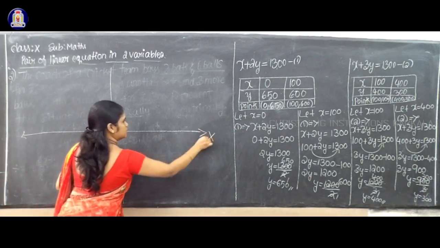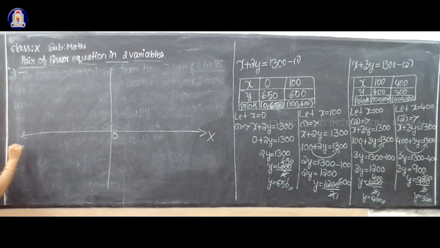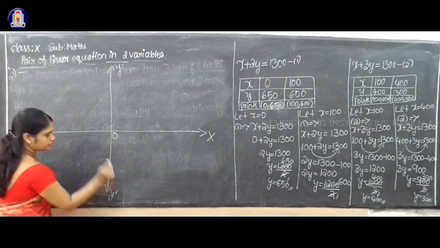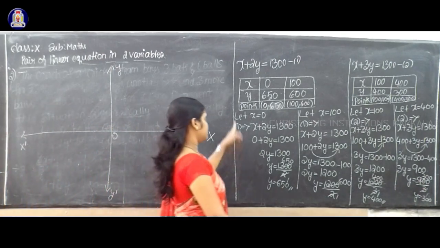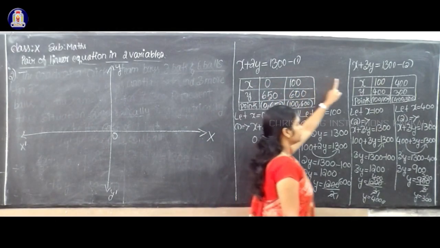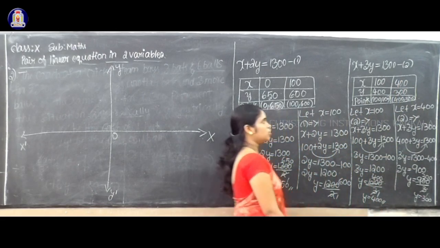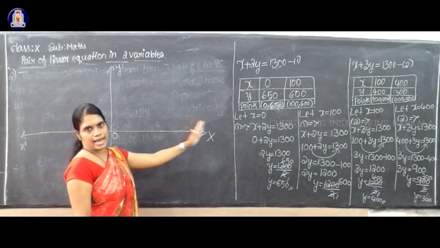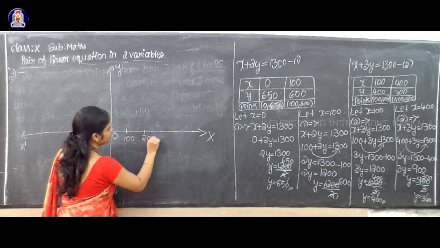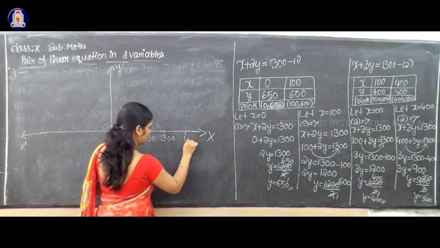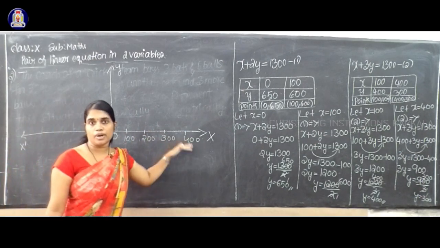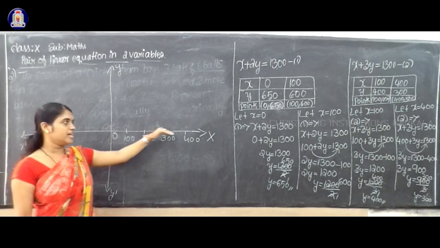This is x dash, this is O, this is x, y, O, y dash. Just look at your x axis. What is the highest point here? Points are like 0, 100, 400 like that, isn't it? So therefore, along the x axis, I will consider 100, 200, 300, 400 like that. Instead of taking 1, 2, 3, 4, I will consider here 100, 200, 300, 400.